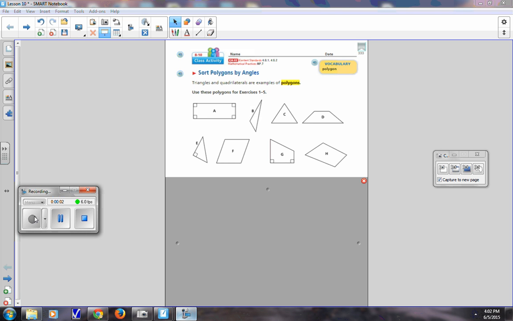Unit 8, Lesson 10. We've been talking all about quadrilaterals, triangles, different rules about their angles, about their sides. Today we're going to sort polygons. Remember, that's that fancy, schmancy mathematician way to say shapes. We're going to talk about ways to sort polygons by their angles. We're going to focus on their angles first.